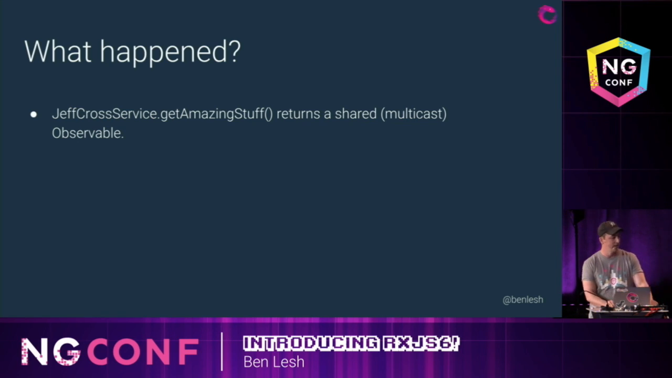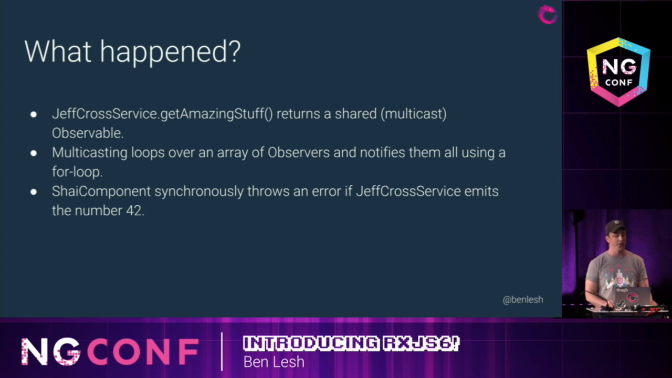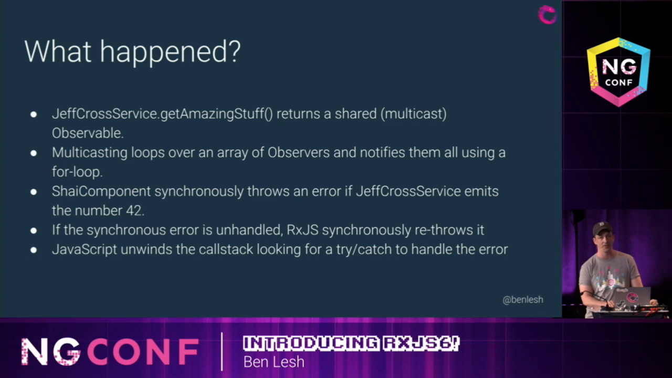So what happened? Jeff Cross service returns a shared multicast observable. Multicasting loops over an array of observers and notifies each one of them by calling their next method, and that then calls other functions down your chain of observation. Shy component synchronously throws an error if it happens to get the number 42. If the synchronous error goes all the way down in the chain of observation and is unhandled, there's no error handler, then it's synchronously rethrown, which means that JavaScript is going to take over and be like, oh, well, I'm going to unwind the stack looking for a try-catch to handle my error.